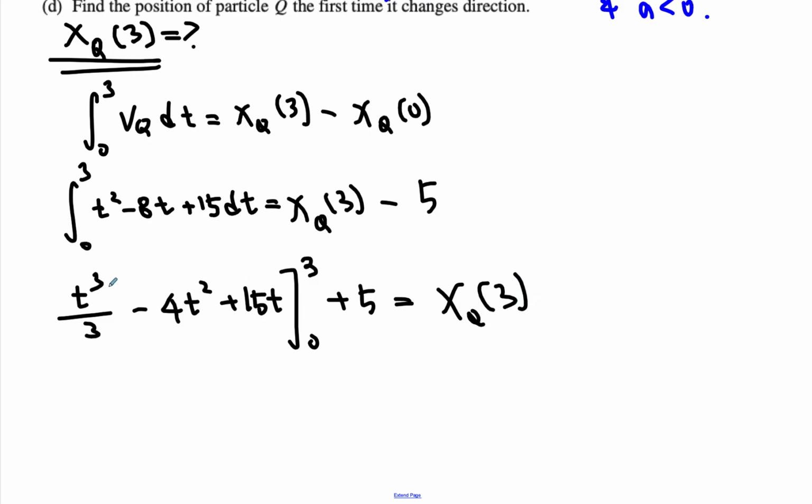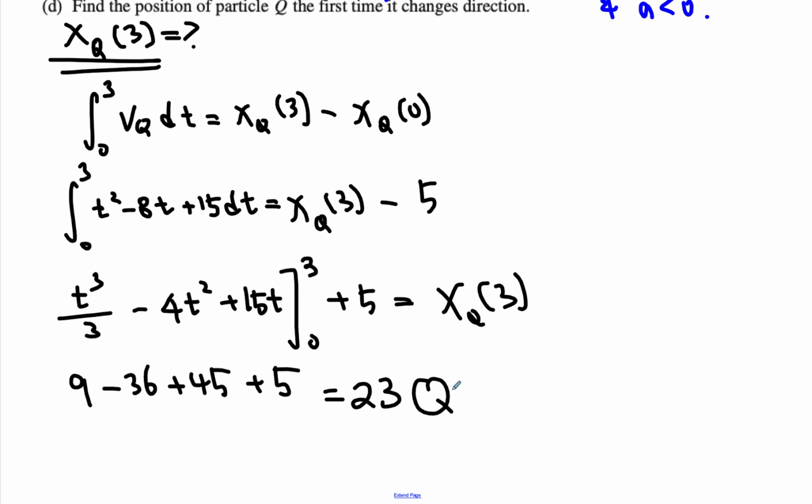When you plug in 3, this becomes 9 minus 36 plus 45 and minus 0, and then we're just going to add 5 from the last term. So this becomes 9, 18, 23. 23 should be the position x of Q of 3. So that's basically how we can finish this question. See you later.